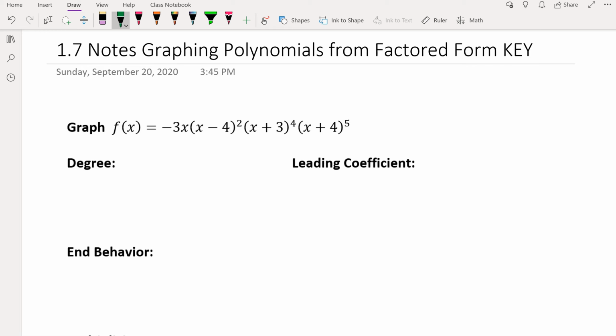All right, y'all. Today we are going to learn a new skill. We're going to learn how to graph polynomials from factored form. So please get your notes titled down, graphing polynomials from factored form, and get this example problem down.